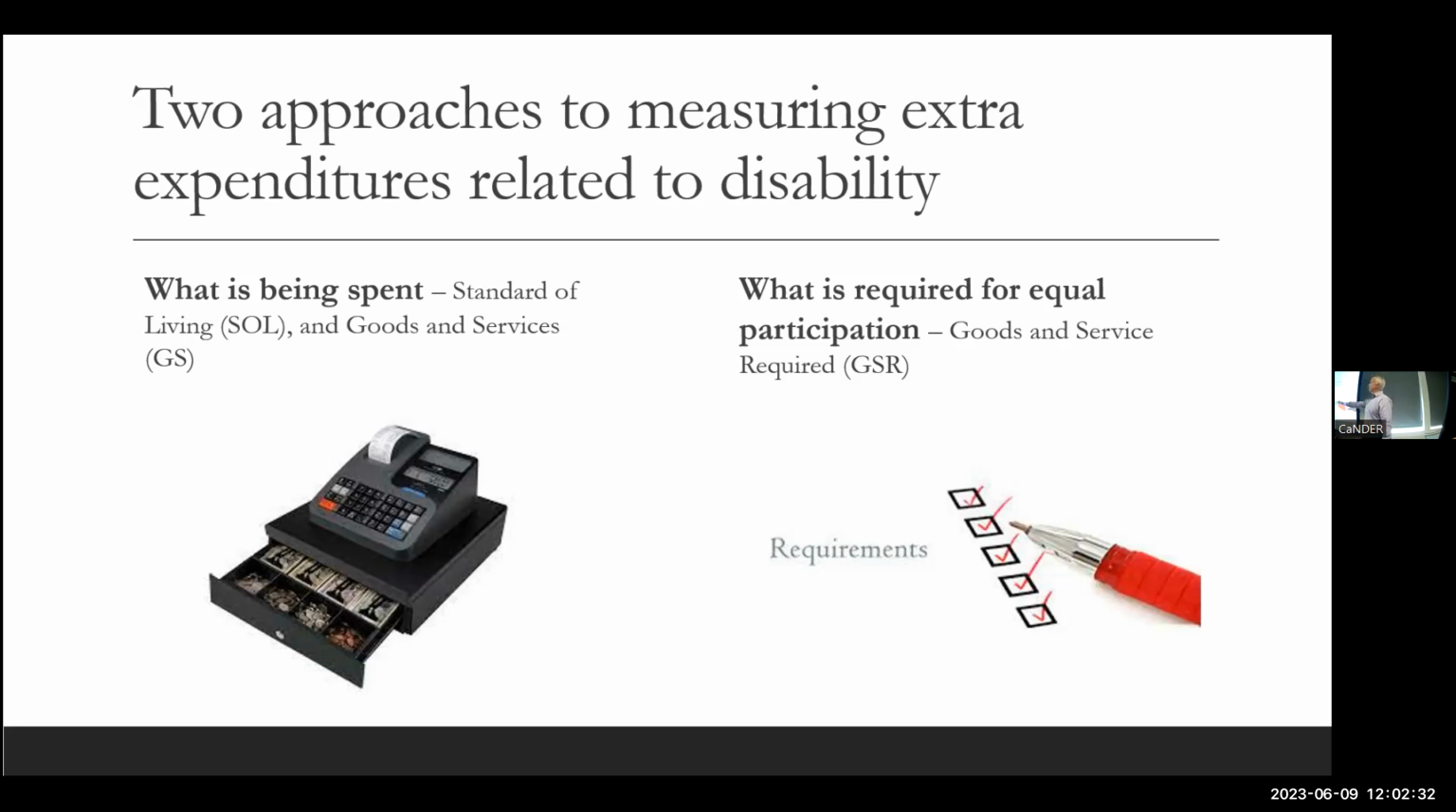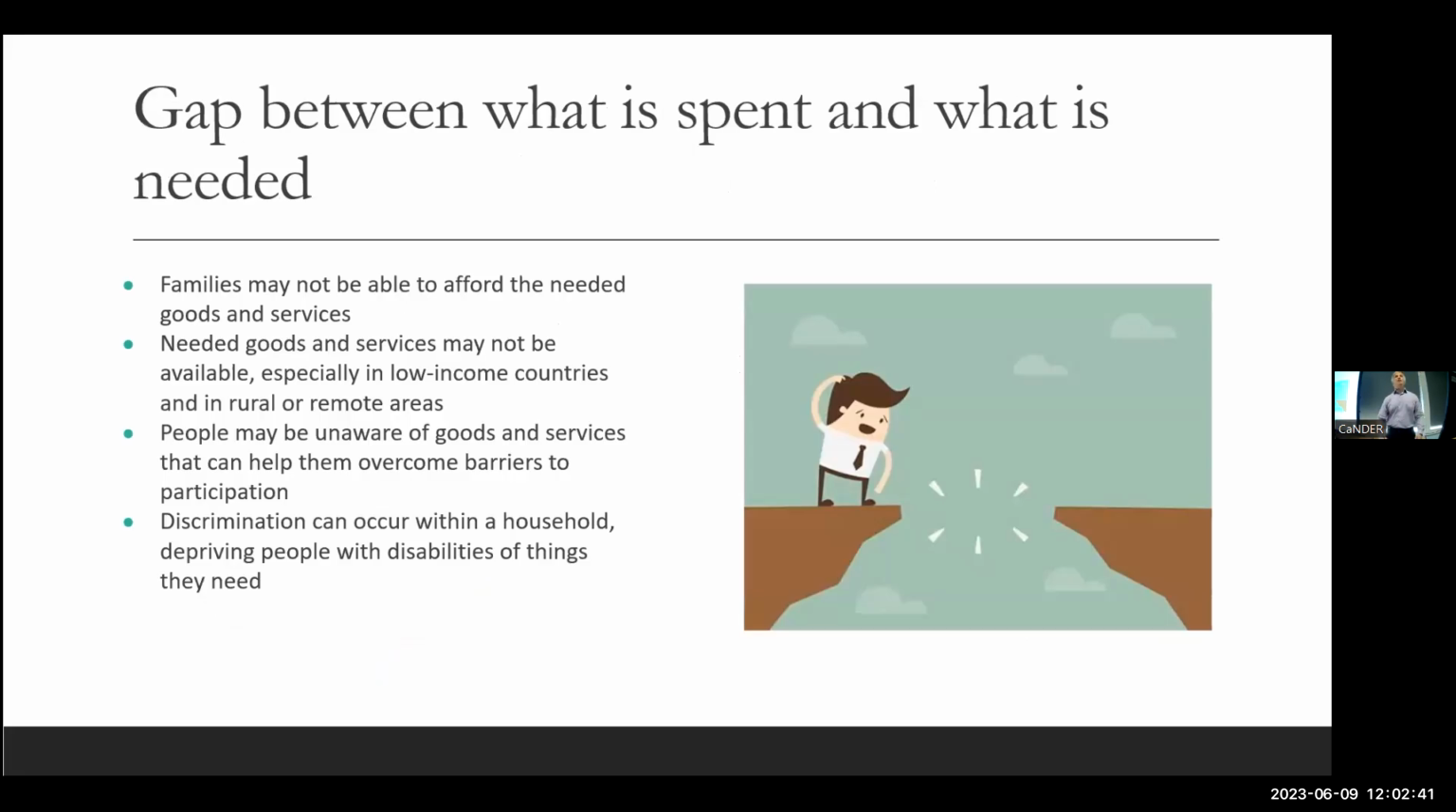But so one way, again, is we either ask them, what are you spending? Or we try to figure out, well, what would they need? Okay, but there's going to be a gap between those two things, right? For a lot of reasons. One reason is that families may not be able to afford the needed goods and services. Well, I know I need a wheelchair, but how can I possibly buy it? Right? I don't have the money.